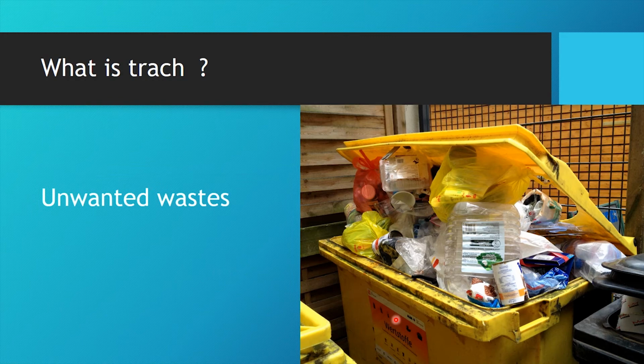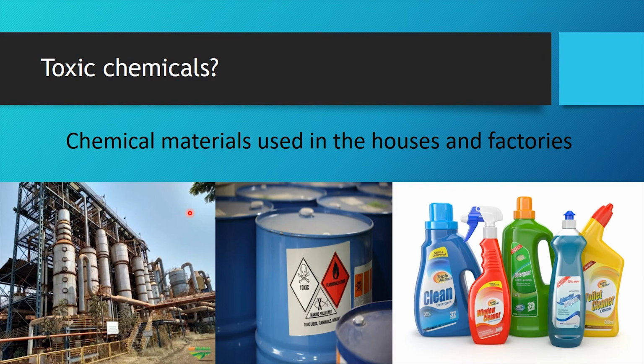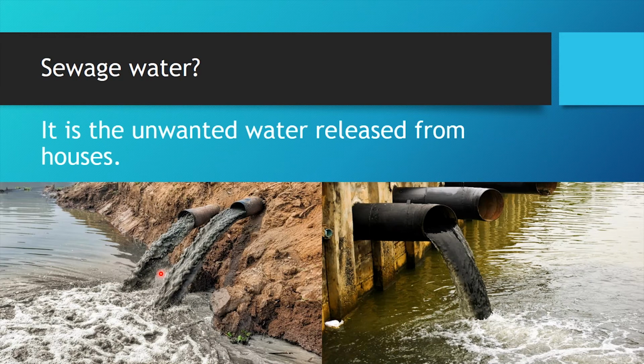What is trash? Trash is the unwanted waste. What are toxic chemicals? They are the chemical materials used in houses and factories. These are many toxic chemicals that we use in our house to clean it. And these are toxic chemicals that are used in factories for industrial purposes. What is the sewage water? The sewage water is the unwanted water released from the houses.